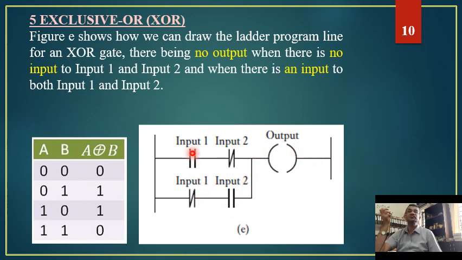Same thing happens to this particular branch whenever input 1 is available. So this turns closed and current flows through this branch. That is situation 3. Now let us see the situation which is different when compared to the OR gate.